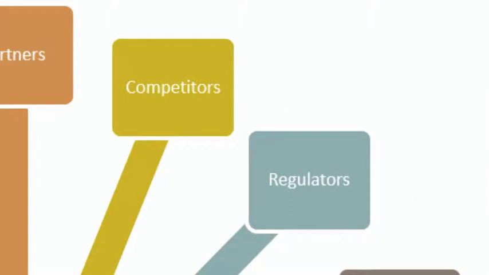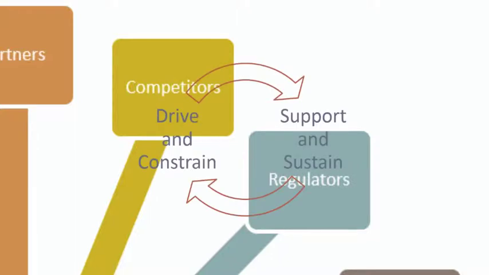Now, if we take a look at individual elements within this layer of REPAC, there are relationships between each other as well. For example, competitors and regulators. Competitors have to support and sustain regulations, and regulations drive and constrain competitors, as well as us. And so we would have to understand those relationships as well, if it's germane to our problem. If it's not, then we would ignore it.